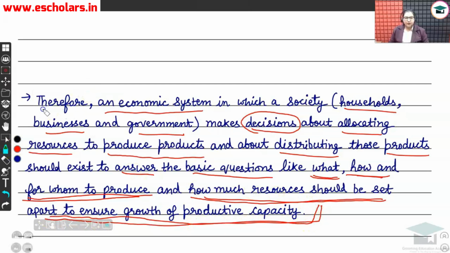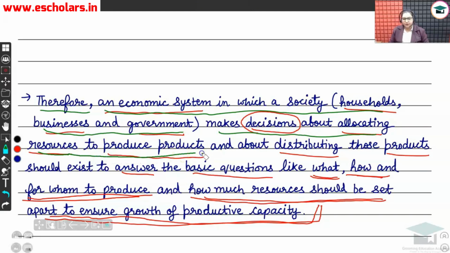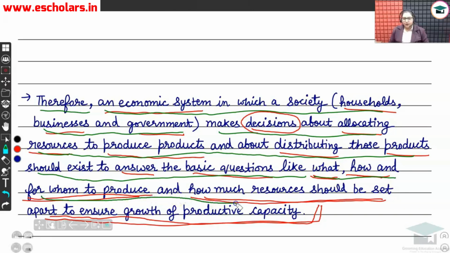So let's recall it. Therefore, an economic system in which a society, that is households, businesses and government, makes decisions about allocating resources to produce products and about distributing those products should exist to answer the basic questions like what, how and for whom to produce and how much resources should be set apart to ensure growth of productive capacity.